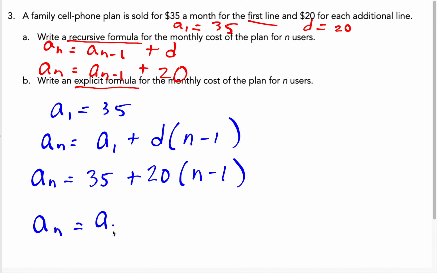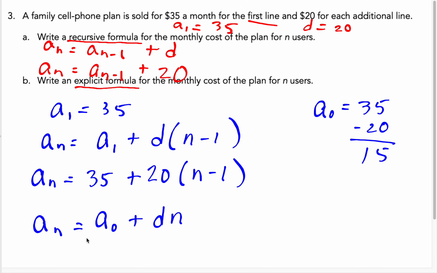Now, another way we could write this, recall, is the 0th term plus your common difference times n. We can find that 0th term, which is going to be the cost of the first line, by going backwards. Even though they don't tell me what the 0th term is, if I subtract the 20, that would be my 0th term. So the nth term would be 15 plus your common difference, which is 20, times n. So technically, we could do either one.